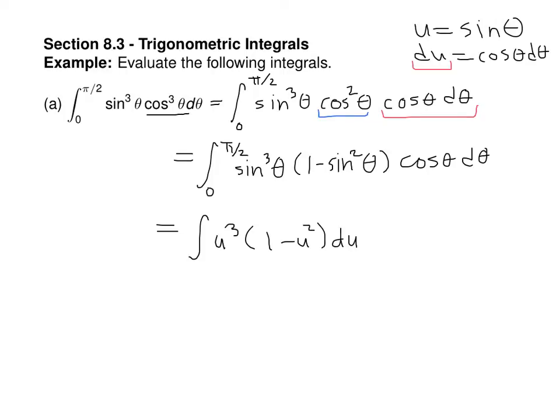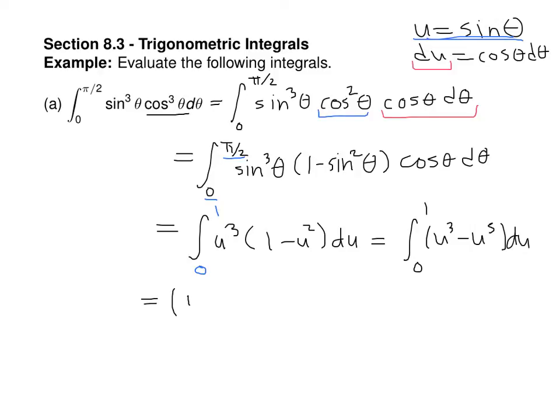And you also have to change your bounds to being u values. So if u is sine theta, sine of 0 is 0. And if theta is pi halves, sine of pi halves is 1. And now I just find this antiderivative, or this area under this curve. So I have the integral from 0 to 1 of u cubed minus u to the 5th du.